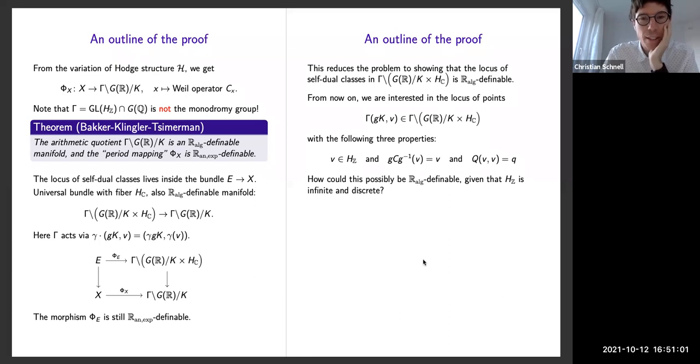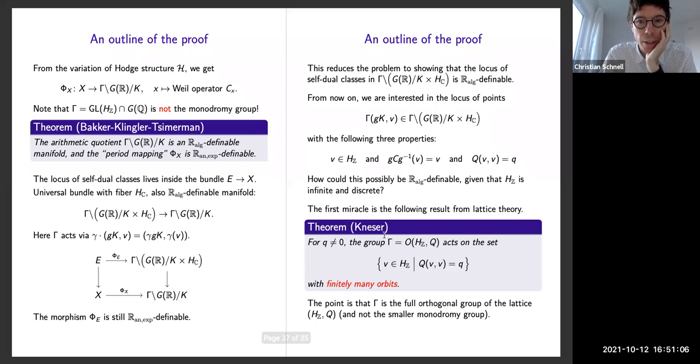Okay, and so here is a first sort of miracle that happens, which is a result from lattice theory. The miracle is that this condition, Q of V fixed, even though this still leaves you with an infinite discrete set, leaves you with a set which is a finite union of orbits of this group.